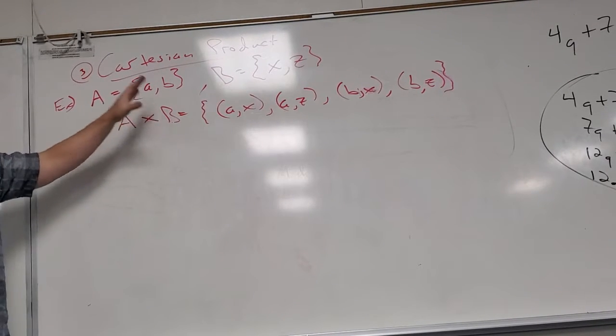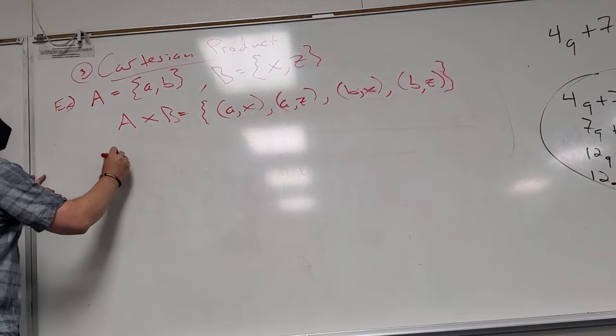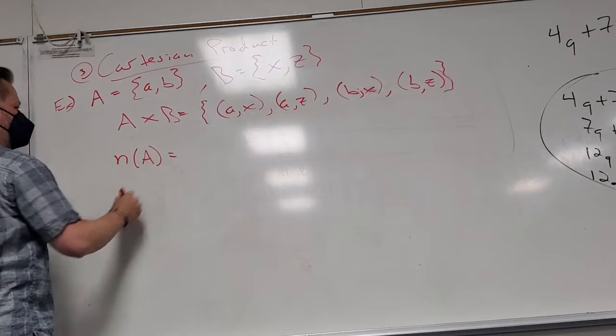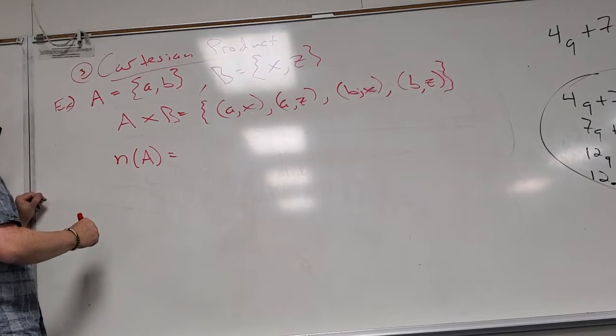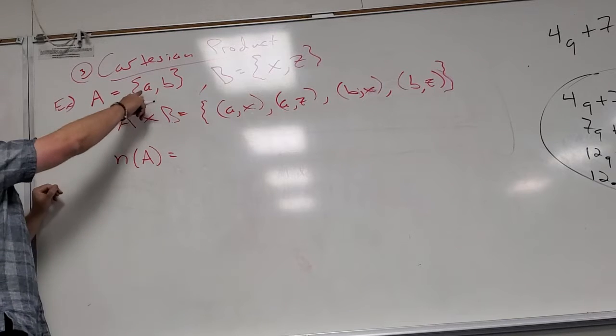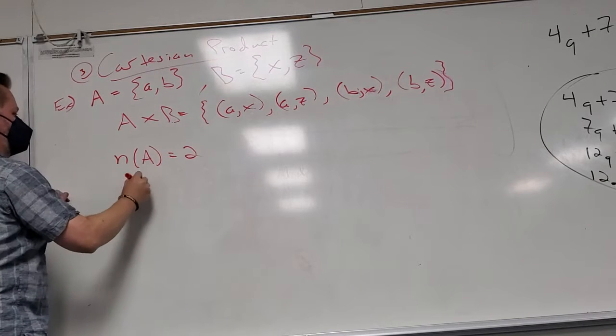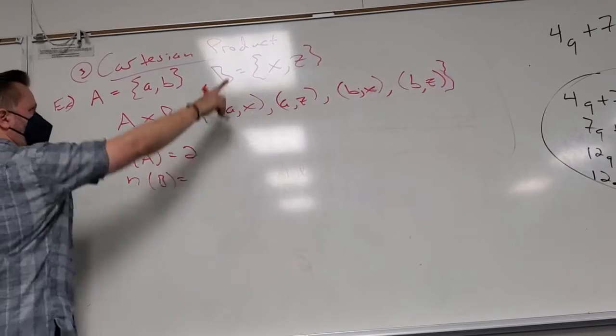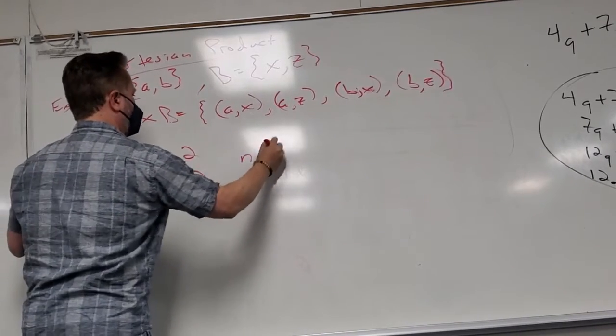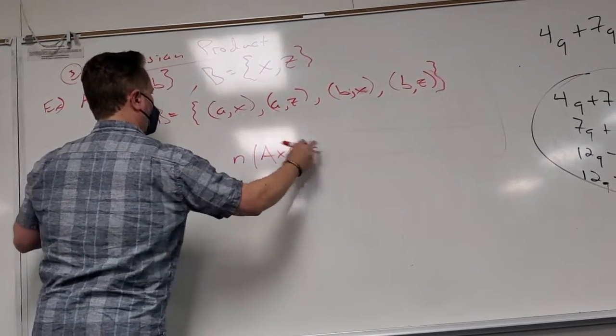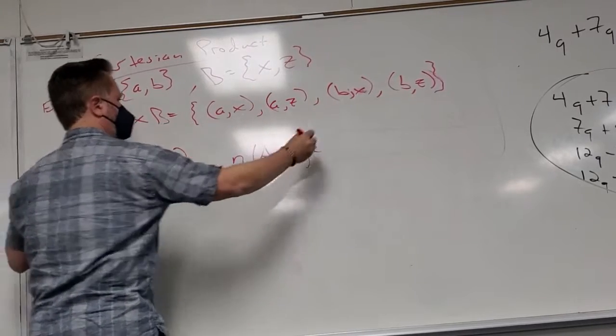So that's what a Cartesian product is. Does anyone remember what this means? Number of elements. Yeah, so what's n(A)? 2. What's n(B)? 2. And what is the number in A cross B? 4.